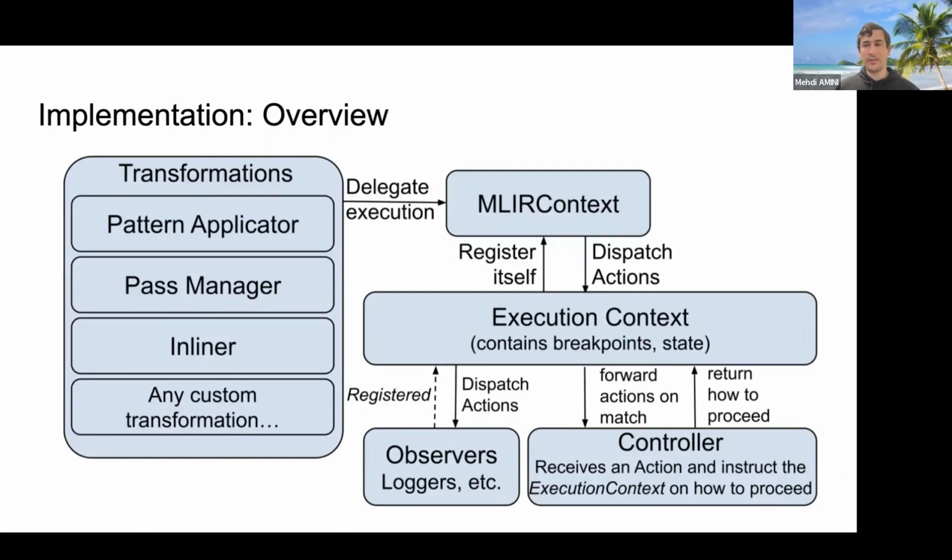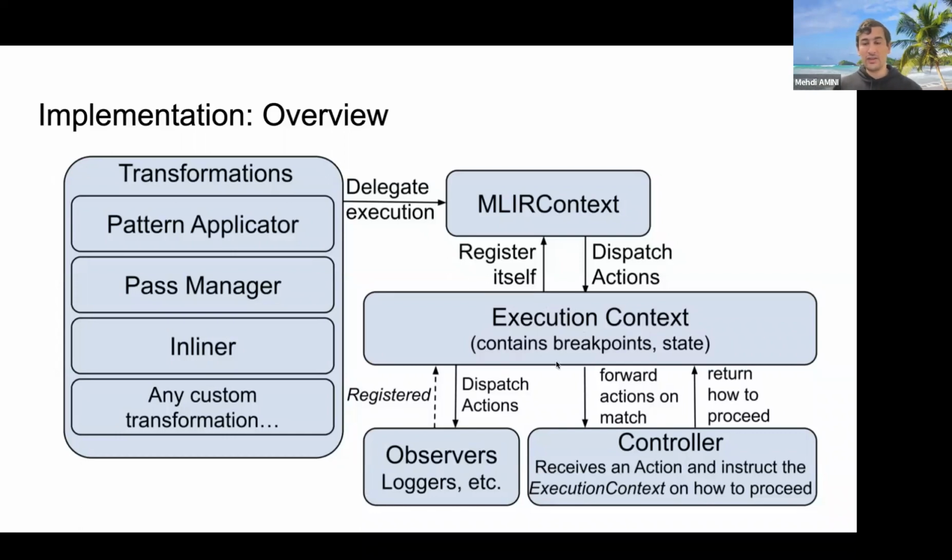This is the overview of the implementation. We don't have time, so I'm going to skip it. But you have to understand that right now, this execution context is what contains breakpoint state. It's not meant to be the only way to hook there. Like the MLIR context, this is one implementation of the handler that handles the dispatch. So basically when we instrument transforms, they dispatch the execution to the MLIR context. The MLIR context just checks if there is a handler, otherwise it directly executes. If there is a handler registered, it just dispatches the actions.